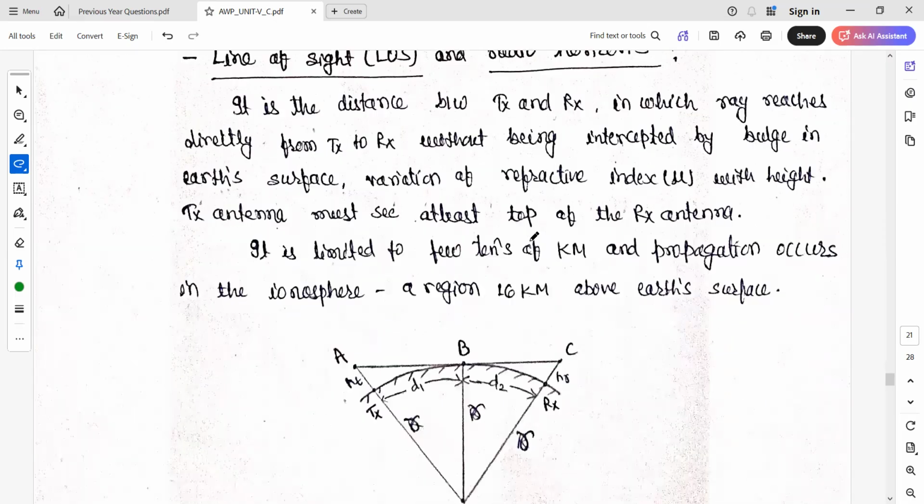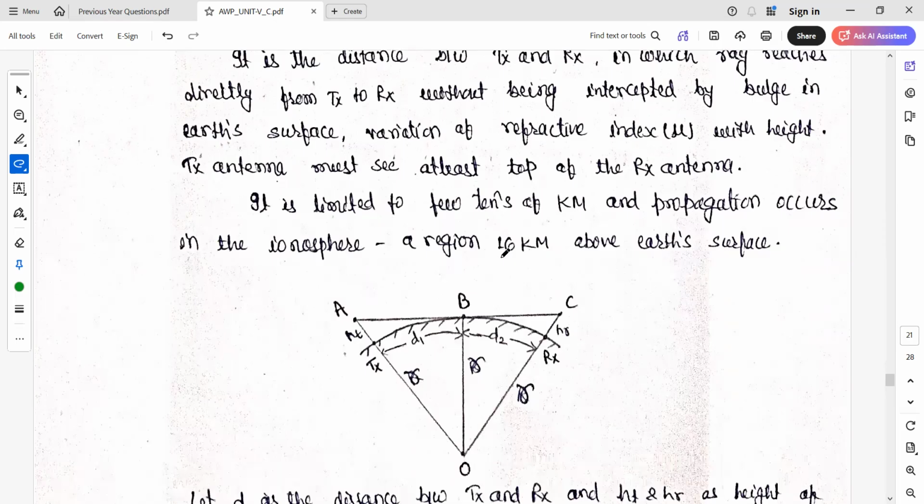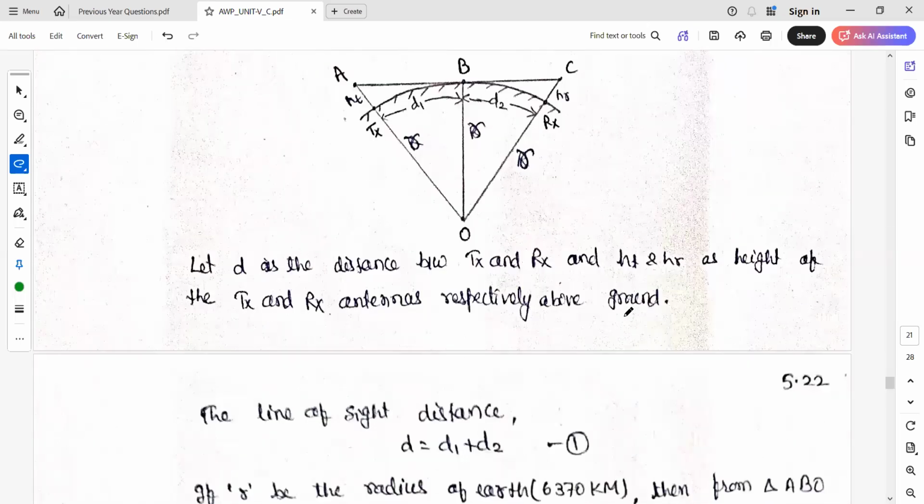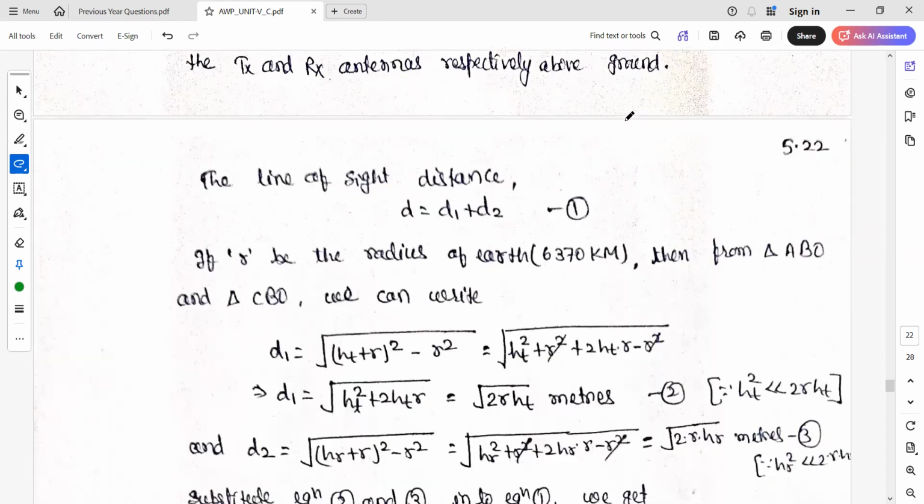Now the important concept is about line of sight and radio horizons. Here, in the case of a curved earth, it is considered along with the ionospheric regions above the earth's surface. Here we have the transmitter and receiver, HT is the height of the transmitting antenna, and HR is the height of the receiving antenna. Finally, the line of sight is generally considered as d1 plus d2.